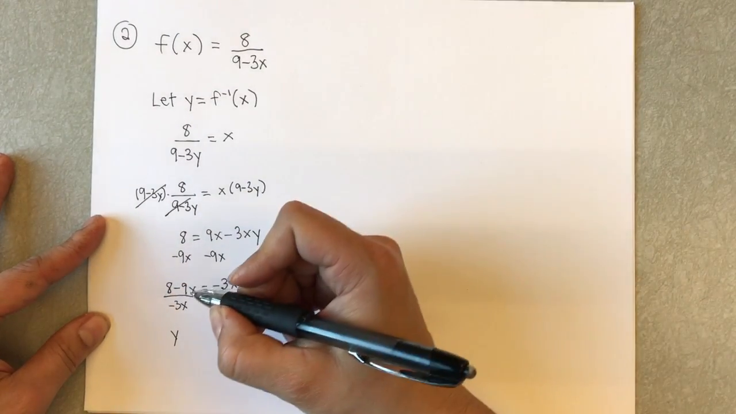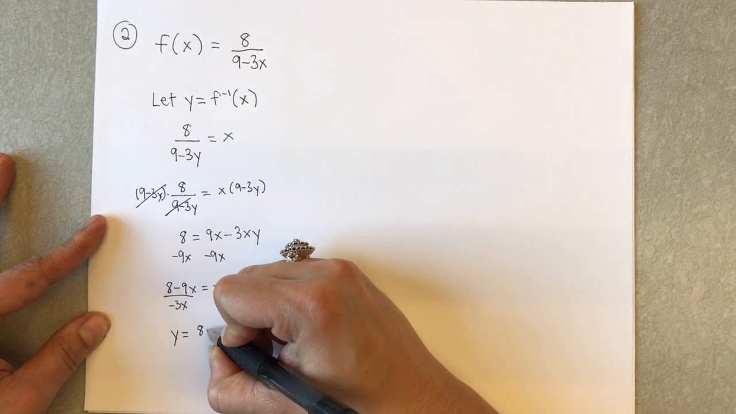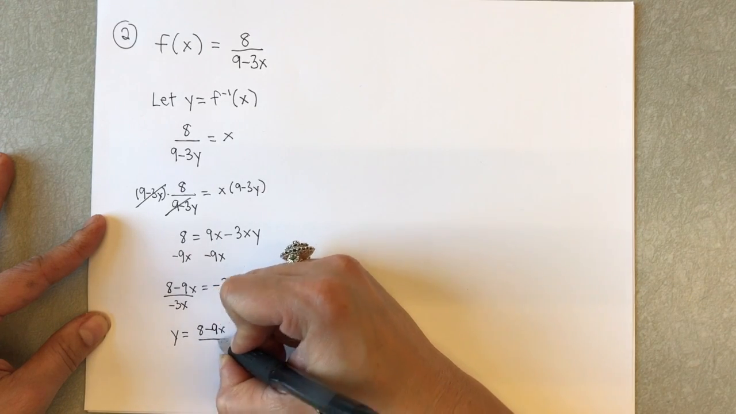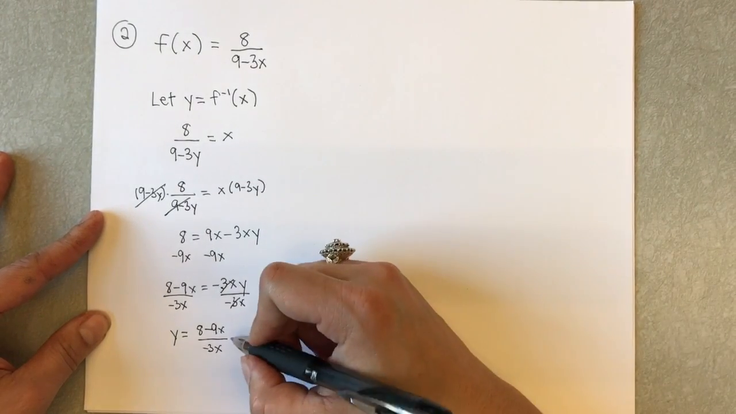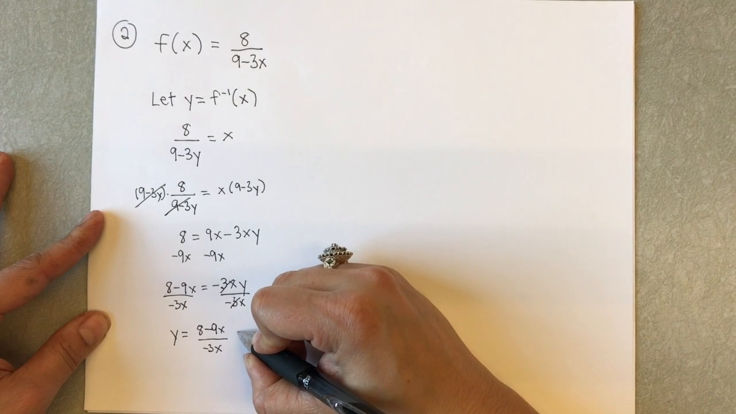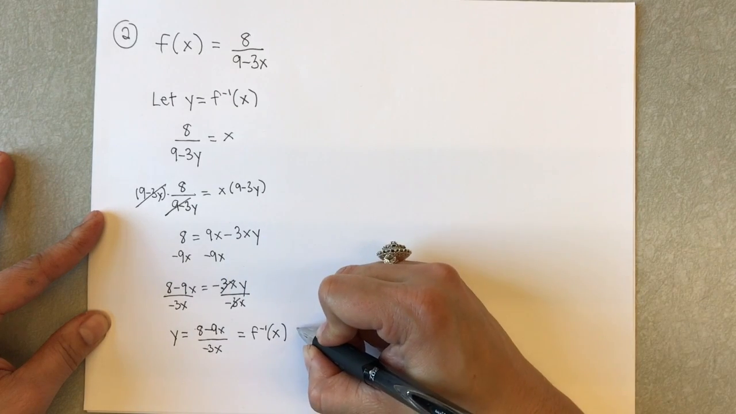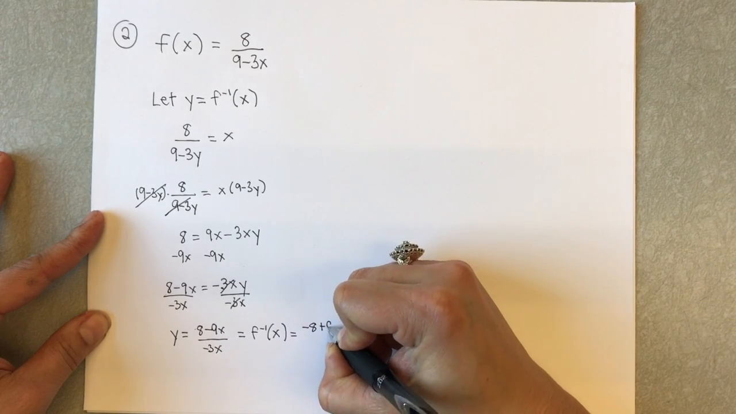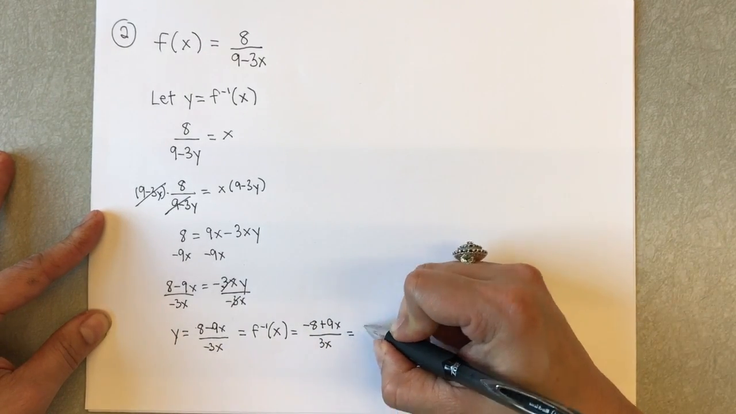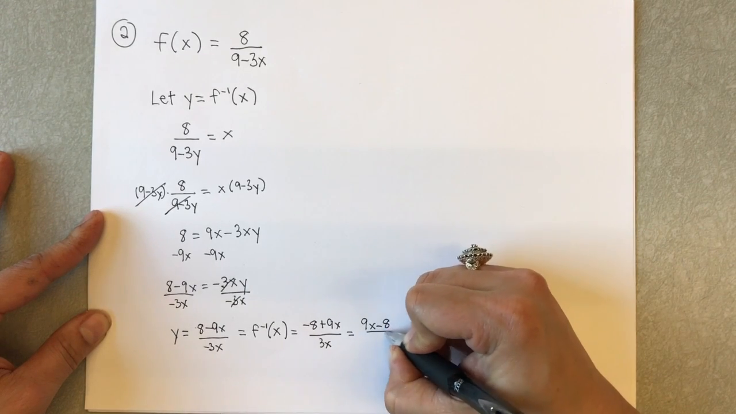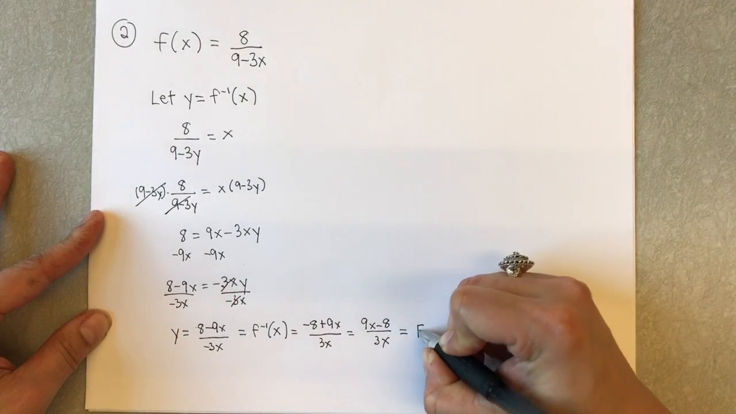And y will equal 8 minus 9x over negative 3x. And to get that to look like what we have solution-wise, we're going to factor out the negatives. So here that would be negative 8 plus 9x over 3x, multiplying through by negative 1, or the same as 9x minus 8 over 3x, which is the same as letter F.